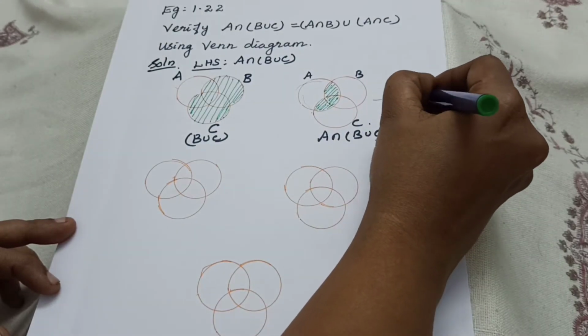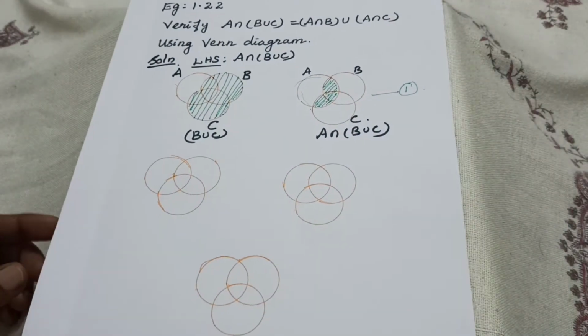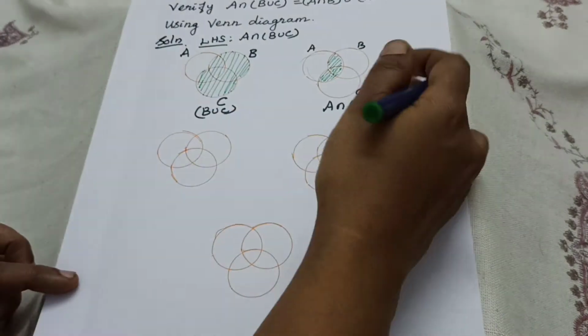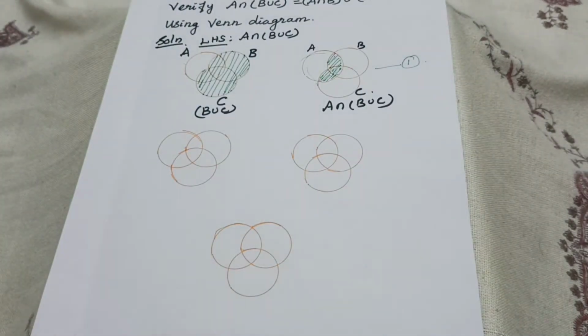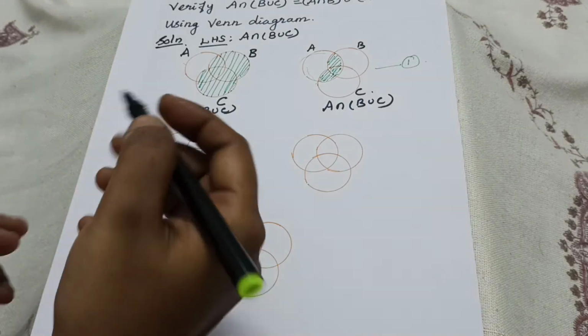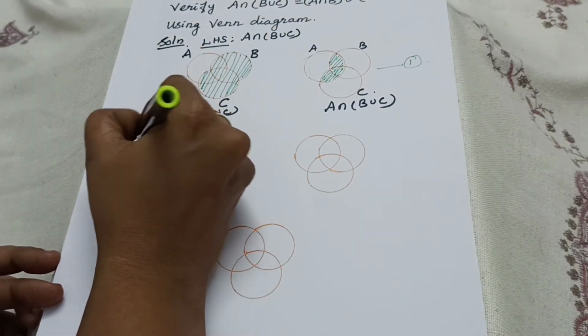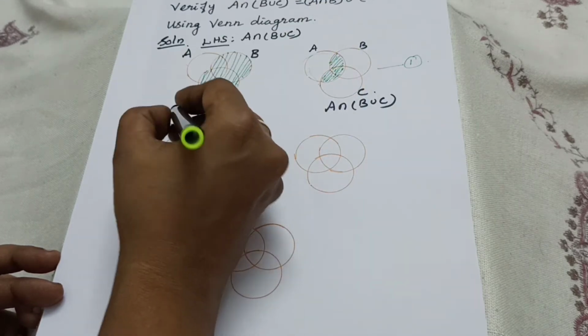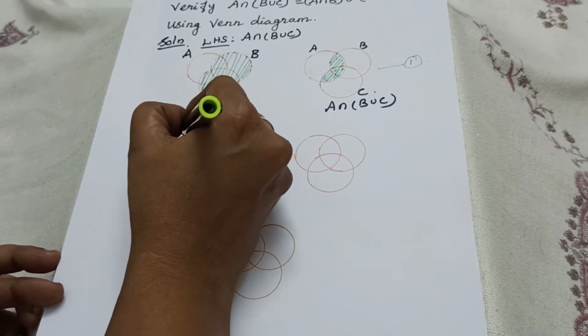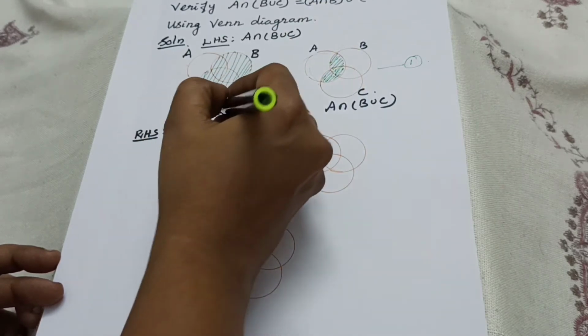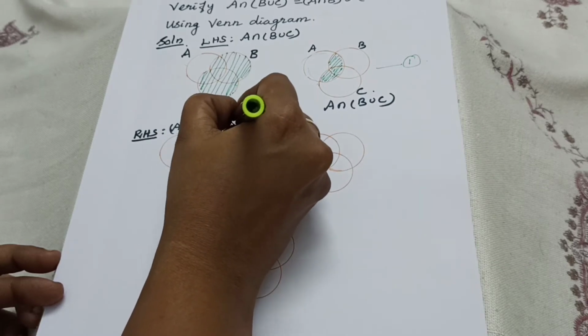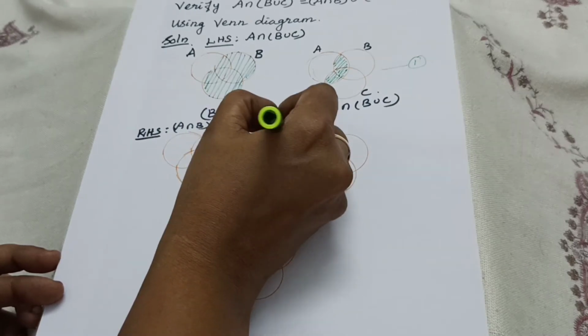You should take it as diagram number 1, left hand side. Next one, right hand side, we have to write. Then right hand side, what is given? A intersection B, then union A intersection C.